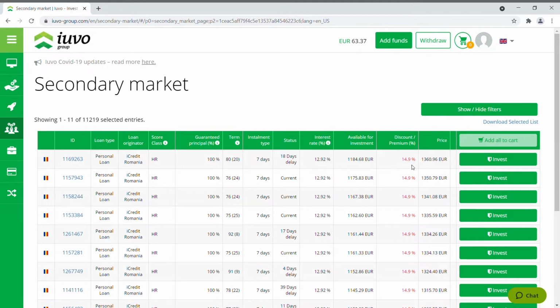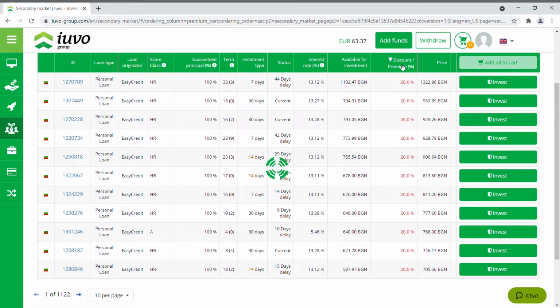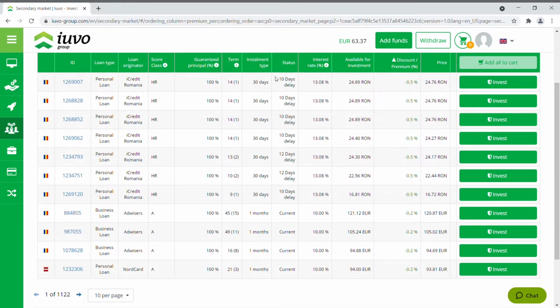The percent you see in the discount premium column can be a different color. Red tells you this loan is on a premium price and it is not a very good deal for the buyer. Green with a minus in front of it indicates that you will generate additional profit from the lower price because this loan is with a discount. When there are only zeros, it means that there is no change in the price.